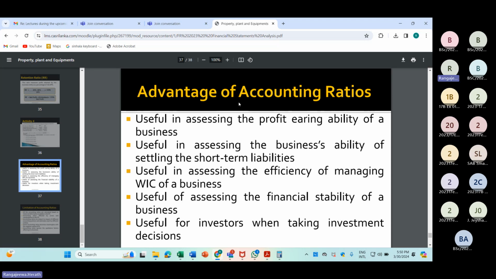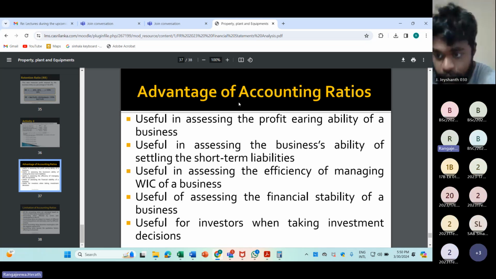Then we have liquidity ratios. We can use liquidity ratios to measure a business's ability to settle short-term liabilities. When it comes to the ability of settling short-term liabilities, we can use accounting ratios to assess that. Then, how well a business manages its current assets and current liabilities, the efficiency of managing working capital, you can measure using accounting ratios.